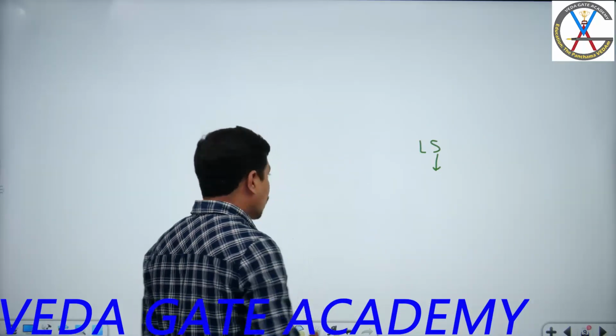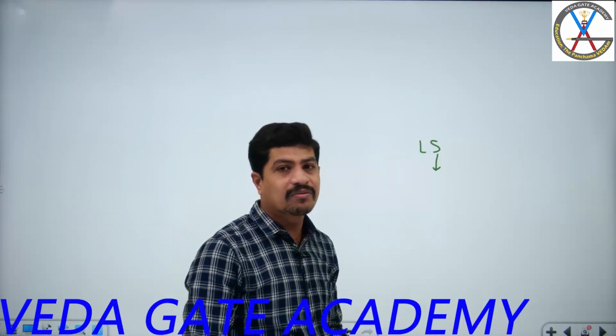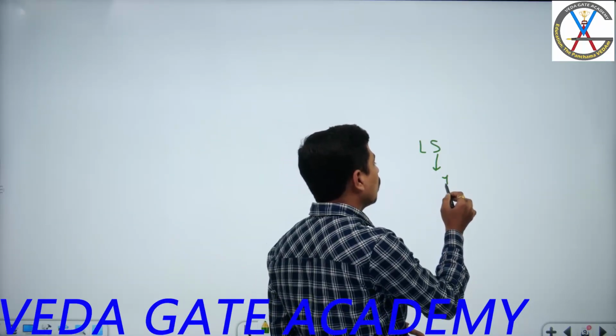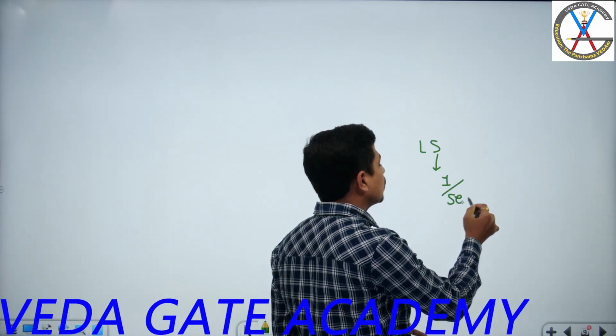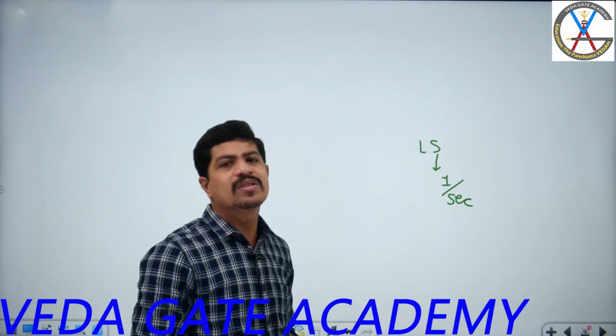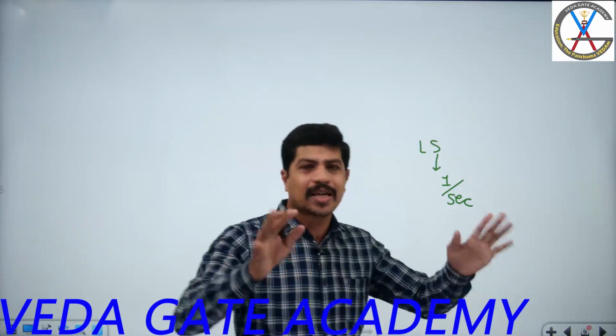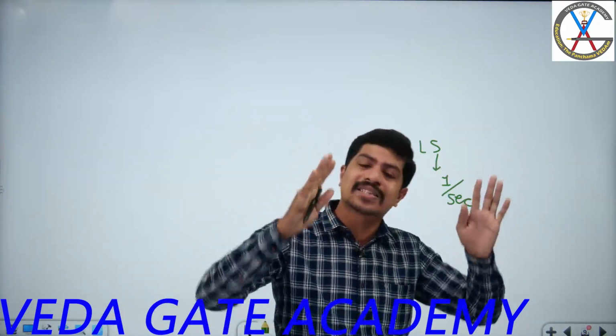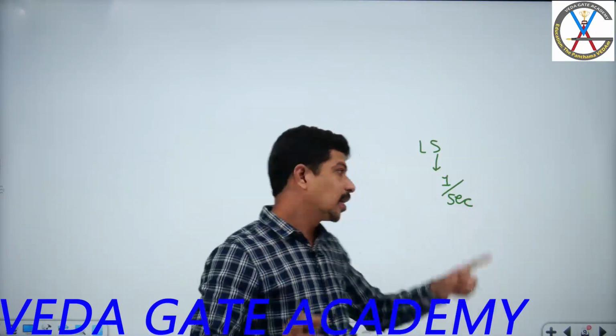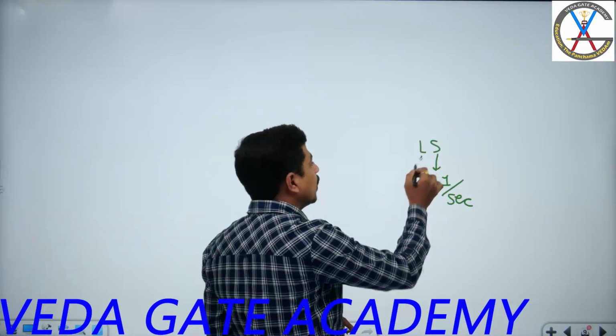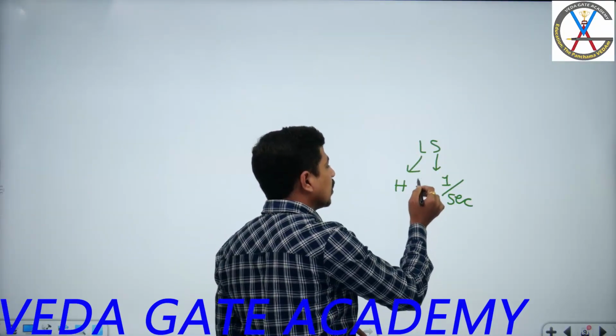What are the units of S? The units of S are those of frequency. Frequency means 1 by seconds. S is the frequency, and its units are per second. In fact, frequency units are per second. Inductance units are what? Henries, as far as you are concerned.